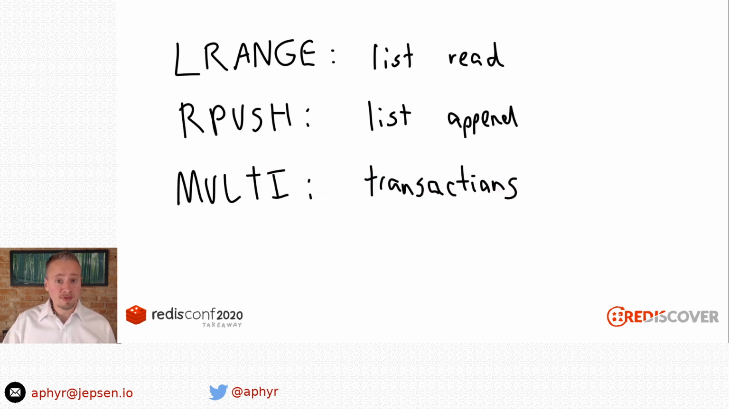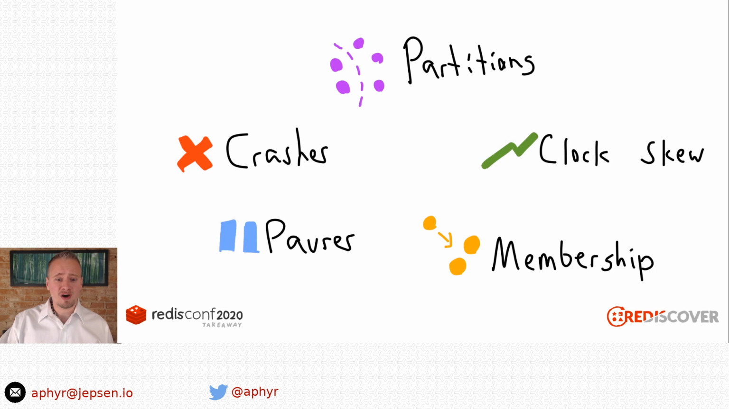In order to implement this technique with Redis, we need some sort of list data type, and Redis has lists built in. So we use LRANGE for list read and RPUSH for list append. To build transactions, we use the MULTI command. So everything sort of comes out of the box.